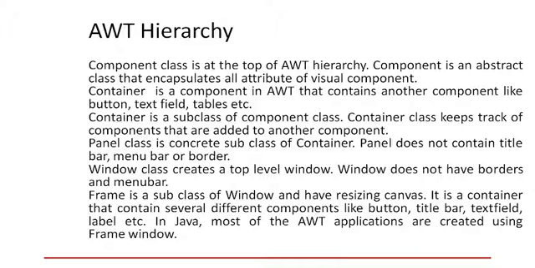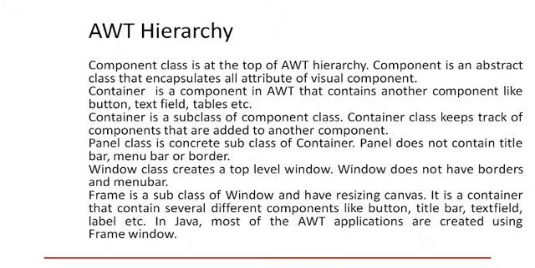Component class is the top of the AWT class. It is on the top of the hierarchy. It is an abstract class that has all the attributes of visual components. Container is a component in AWT that contains other components like button, text field, tables. Container is a subclass of the component class.